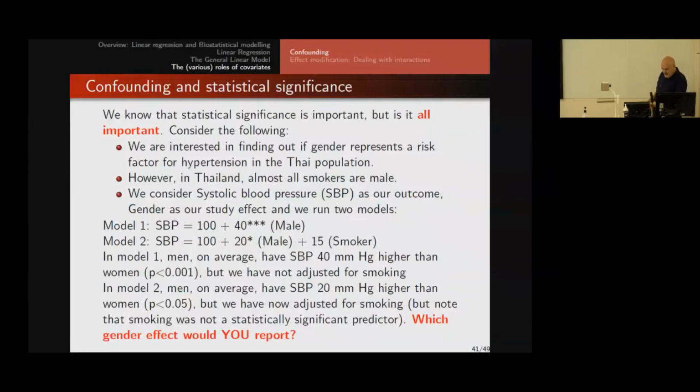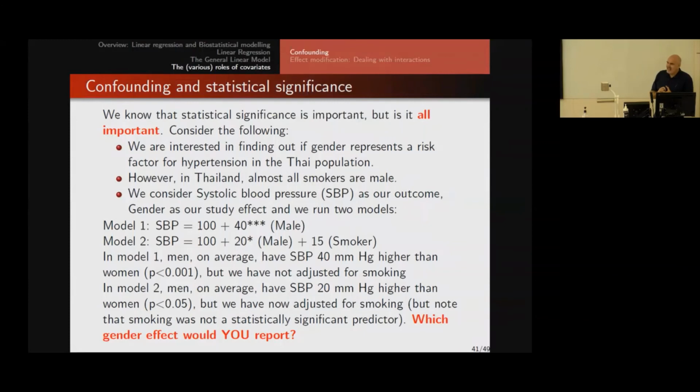The one question I do have to ask you, and I've got to finish it up really quickly, just to test that you actually understand this. We've got to unlearn a couple of things we've been told in our undergraduate statistics. We all know that statistical significance is important, but is it all important? Now, I've got a question for you. We're interested in finding out if gender represents a risk factor for hypertension in a Thai population. So in other words, gender is our study effect.